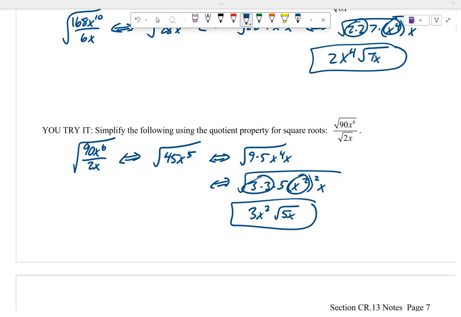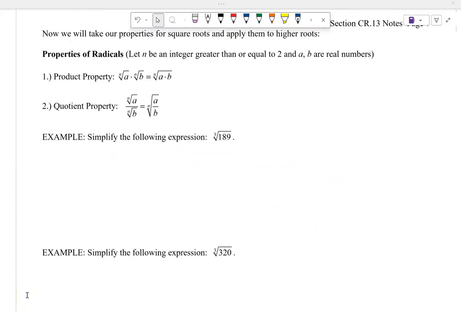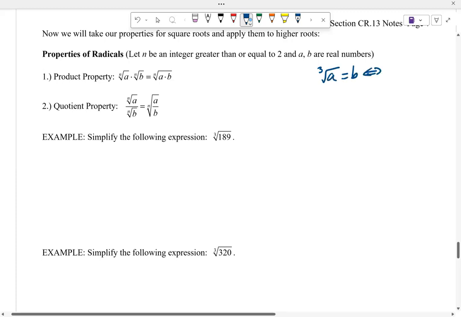Pause that if you need to. Alright, let's get into some other higher roots. Those same properties apply for the nth root as they did for the square root. Let's look at the third root of 189. The third root of a equals b if and only if a equals b cubed. So I'm just looking for 3 of a kind when I'm doing a third root, right?